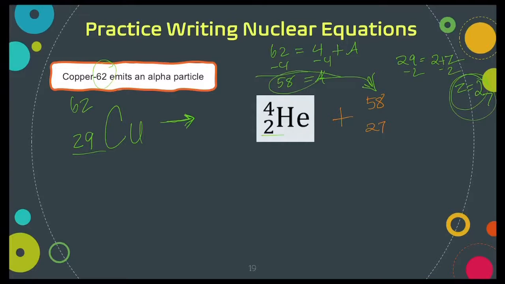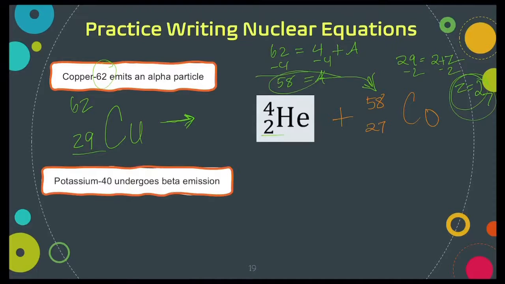27 is the atomic number for cobalt. So this is our alpha decay equation. Now let's try another example.